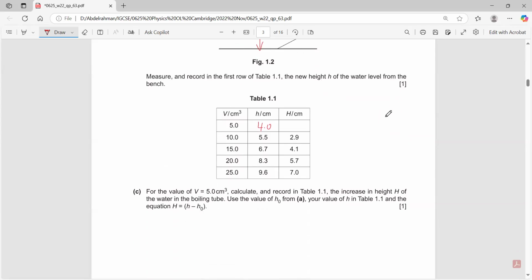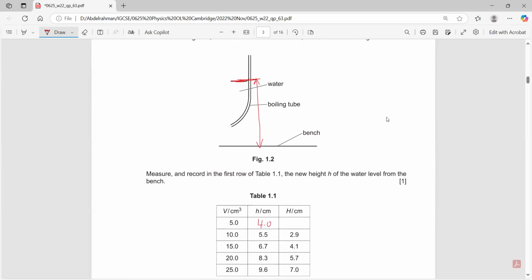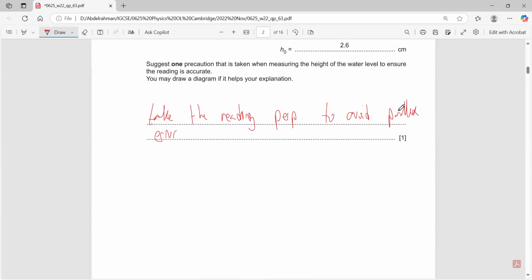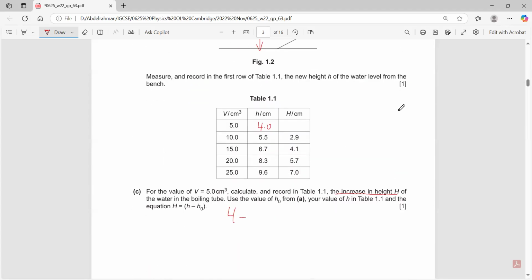And then, can I find H, which is the increase in height? Yes, it's H minus H naught, or 4 minus, it was 2 point what? 2.6. 4 minus 2.6 is 1.4. So this is H, the increase in the height.